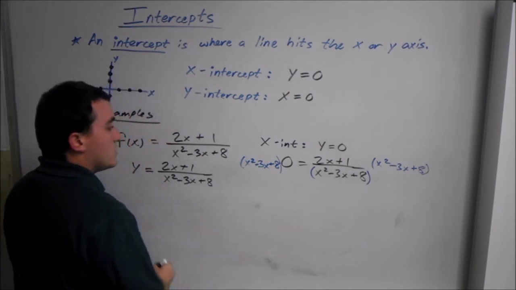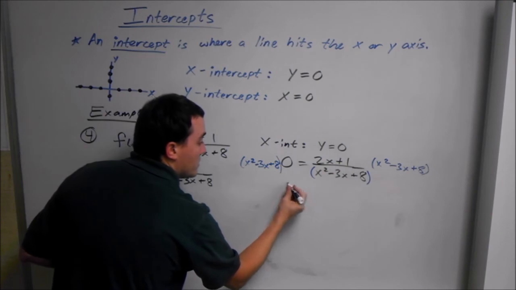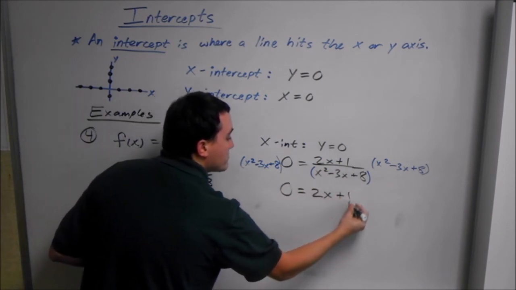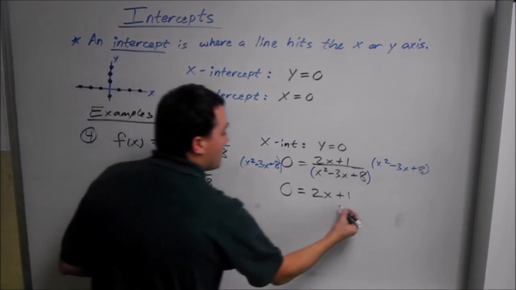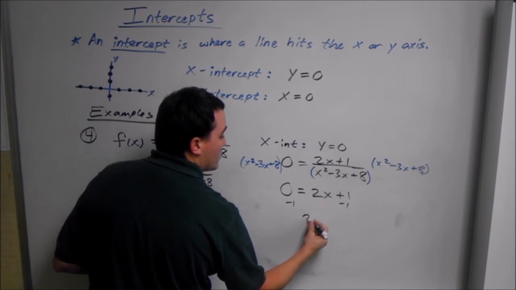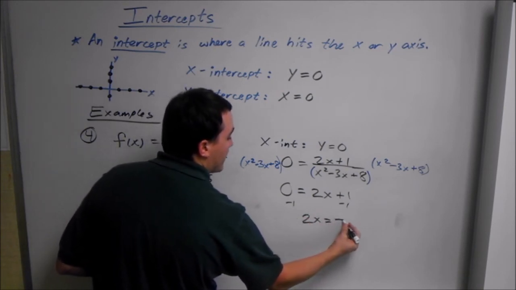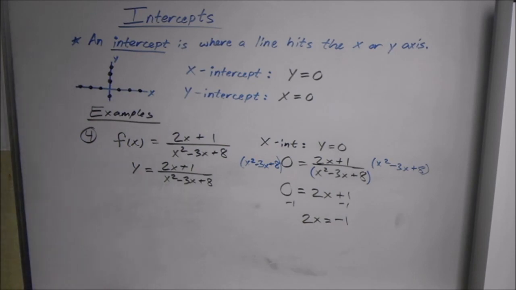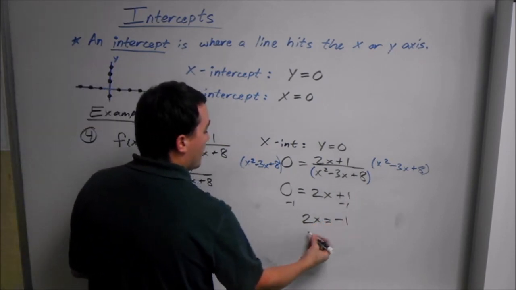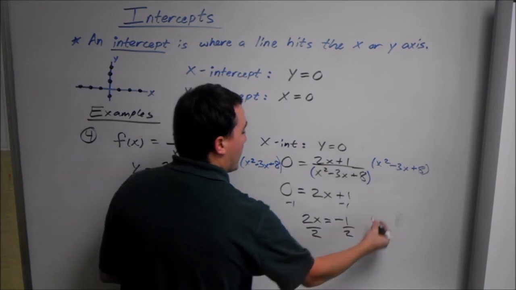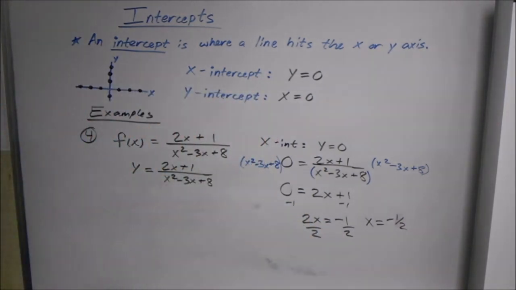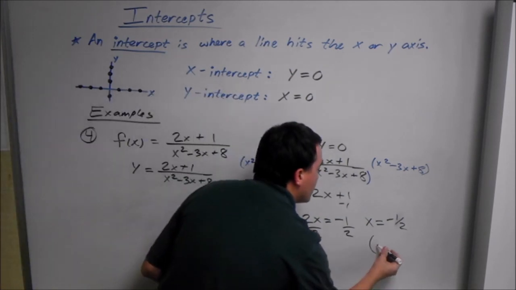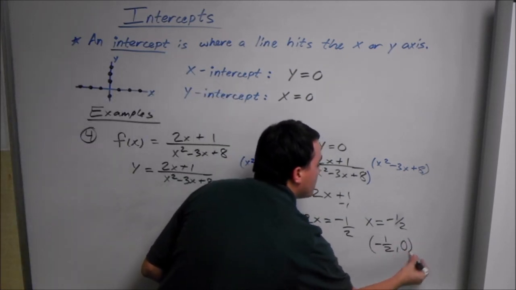So, new thing, we're trying to solve for x still. 0 equals 2x plus 1. So we only really had to deal with the top here. Minus 1. So we get 2x equals negative 1. And divided by 2. So x is negative 1/2. So that's our x-intercept. That's where it hits the x-axis. And that's a coordinate point. Negative 1/2, comma 0.